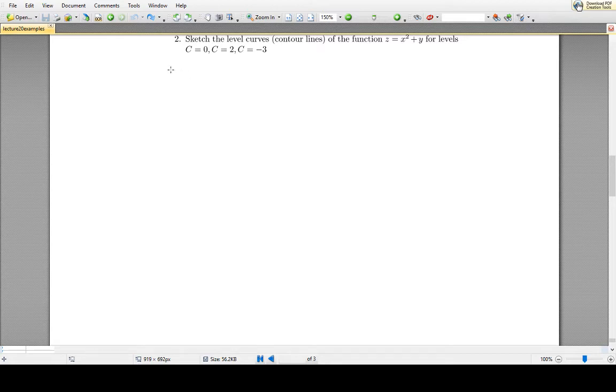So the first thing we're going to do is set our height to be 0 in the first case. If our first level is the level 0, we're going to set our height, namely z, to be 0, and that gives us 0 equals x squared plus y. If I rearrange that, I find that y equals negative x squared, which is a parabola with vertex 0, 0 opening downwards. What this means is that if I took this mountain of shape x squared plus y and sliced it at the height 0, that slice would look like a parabola opening downwards.